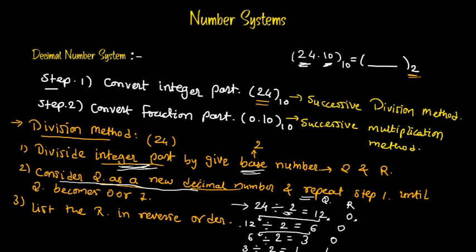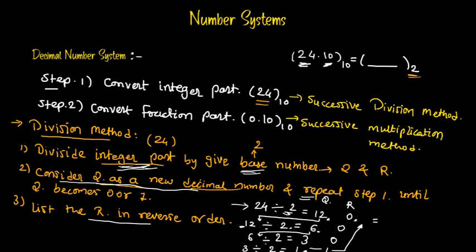Clear? First, consider the integer part, divide by the base, and you get a quotient and remainder. Consider the quotient as a new decimal number, divide by the base, and again you get a quotient. Repeat the process until you get the final answer 1 or 0. Then the last step is to list the remainders in reverse order, from bottom to top. That is your final answer. To write the answer, you have to read the values from left to right, going from bottom to top.